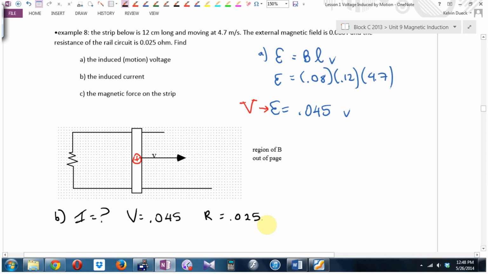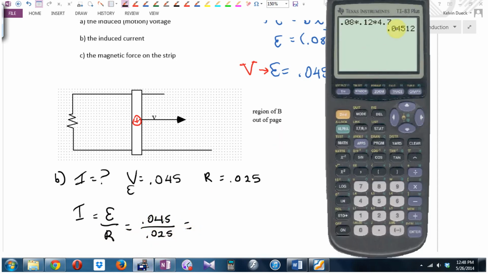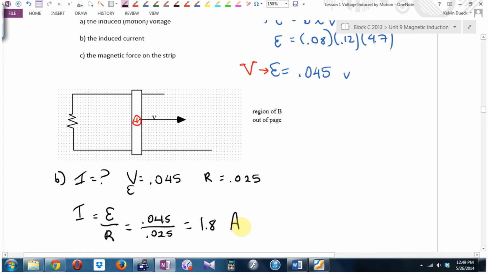Oh, if I know V and if I know R. Now, instead of using a V, I'm going to start using the EMF just to distinguish that this is an induced voltage and get you used to it. But this is V equals I times R. I guess I equals E over R. 0.045 divided by 0.025. I'm going to use the full value of 0.04512 divided by 0.025. Oh, almost 2 amps. 1.8 amps. That's actually not bad. Is that okay? A little clever, nice review.